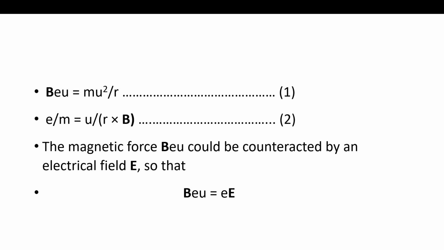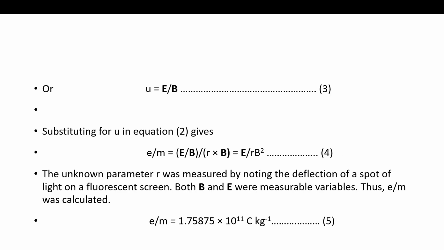The magnetic force Beu could be counteracted by electrical field E, so that Beu equal to eE. Thus, u equal to E by B. Substituting for u in equation 2 gives e/m equal to E upon rB squared. The unknown parameter r was measured by noting the deflection of a spot of light on a fluorescent screen. Both B and E were measurable variables. Thus, e/m was calculated, its value being 1.75 into 10 to the power 11 coulomb per kilogram.